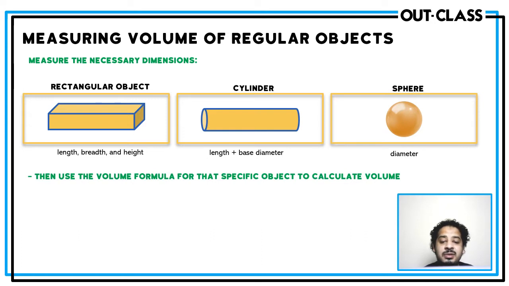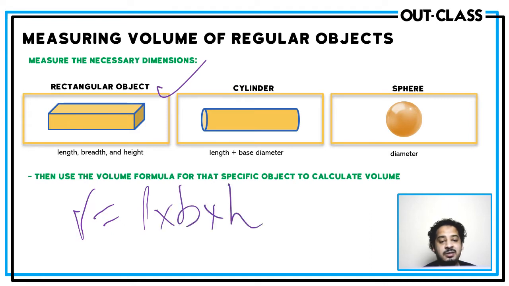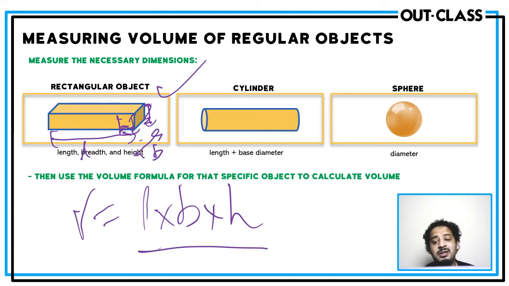So for example, you have this rectangular object. You know that the volume of a cuboid is given by length into breadth into height. So like this would be the breadth, that would be the length, and this would be the height, and like this over here would be the breadth. So you would measure these three things using a ruler, and then you would multiply them up and you'd have the volume.